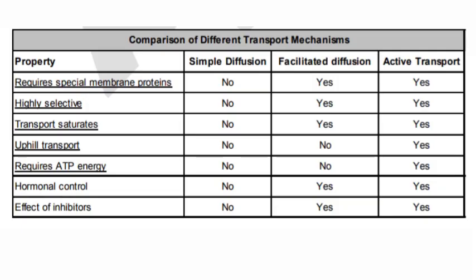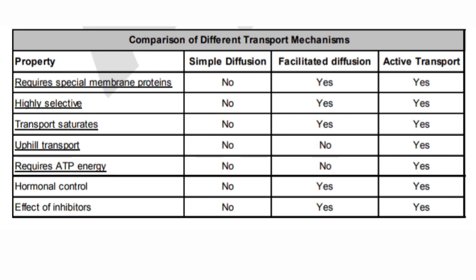Comparison of different transport mechanisms. The very first property: requires special membrane proteins. There is no requirement of special membrane proteins for simple diffusion, but facilitated diffusion requires special membrane proteins. Active transport also requires special membrane proteins. Selectivity. Simple diffusion does not show any selectivity. Facilitated diffusion is highly selective and active transport is also highly selective. There is no saturation level in simple diffusion, but facilitated diffusion shows saturation and active transport also shows saturation.